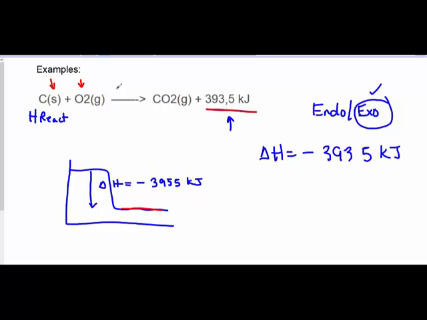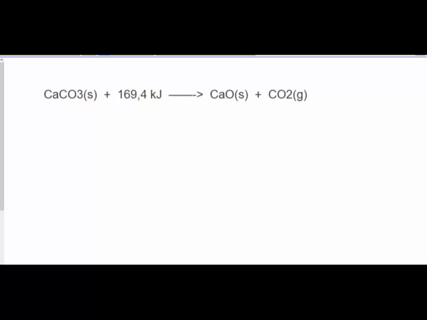Let's do another example of this here. I'm going to make this into a decimal point for clarity. And here I've got a reaction. Again, it's asking me, is it endothermic or exothermic, and what is the value of delta H? So I see that the heat term is on the left-hand side this time. It's on our reactant side.